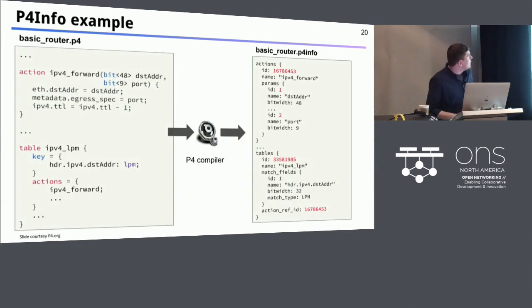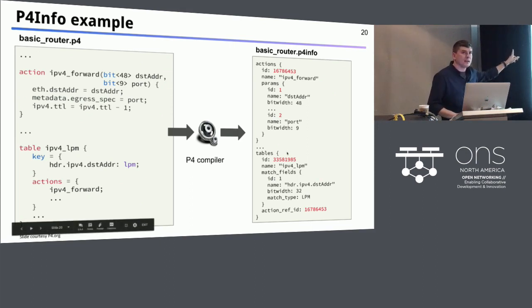To give you an example, on the left, I have a very simple piece of P4 code, and on the right, I have an example of a P4 info file. So in this case, I'm defining a table, a simple IPv4 routing table with longest prefix match capability that matches on the IPv4 destination address and allows you to execute one action called IPv4 forwarding, where this action takes two parameters, the destination address and the port, and that's the action implementation.